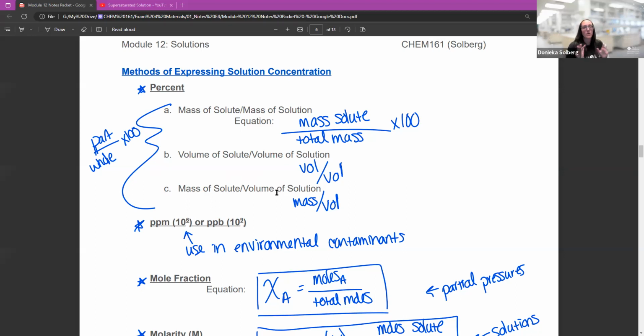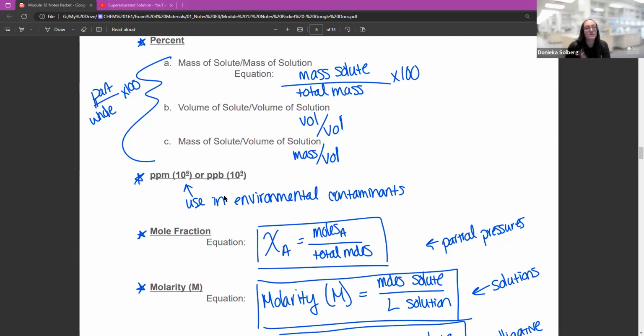A percentage is always just a part per a whole. So a mass for mass percentage would be the mass of your solute over the mass of the whole solution. Volume would be volume of solute over the volume of the whole solution. And mass per volume would be mass of solute per the volume of the whole solution. So it's just part per whole times 100 for all of those. Those are pretty easy to calculate, but we will be using them for conversions and measurements as well.